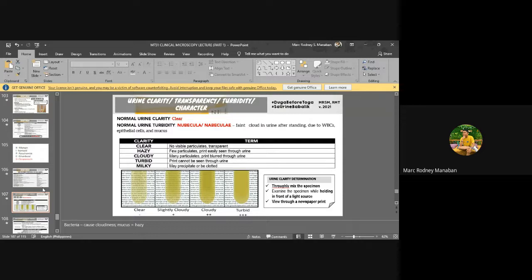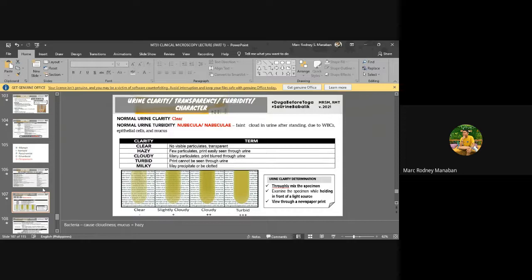And of course, the terms for clarity, I'm sure you've memorized them. Clear: no visible particulates, transparent. Hazy: few particulates, but the print can still be seen; hazy is also known as slightly cloudy. Cloudy: many particulates, the print is blurred but still readable. Turbid: the print can no longer be seen. And milky: may have precipitate or be clotted.